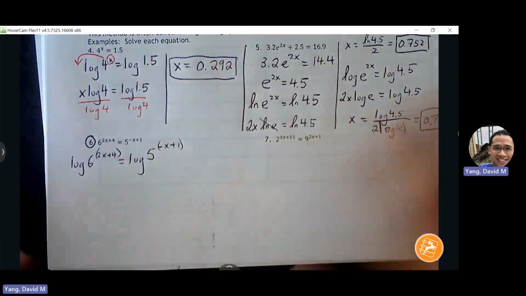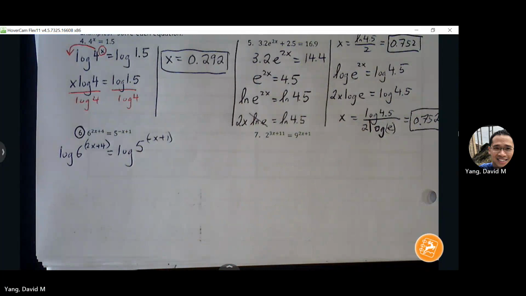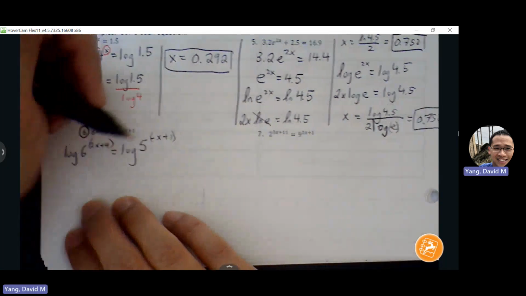Now that we are under the umbrella of logs, that exponent can now come down. Just be careful, if you bring down the 2x plus 4 and the negative x plus 1, set them apart with a set of parentheses.